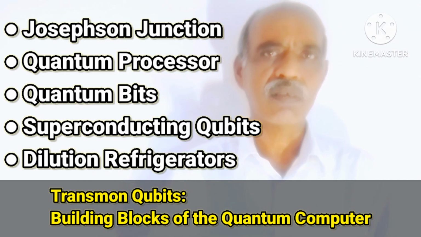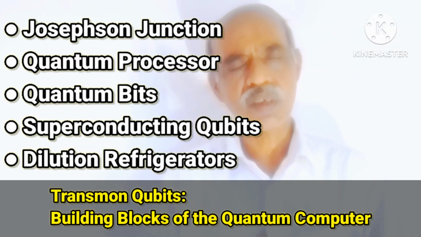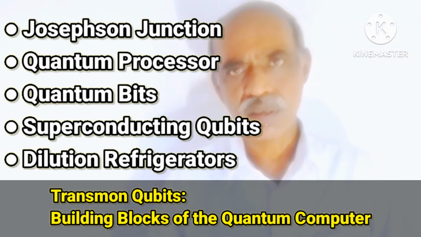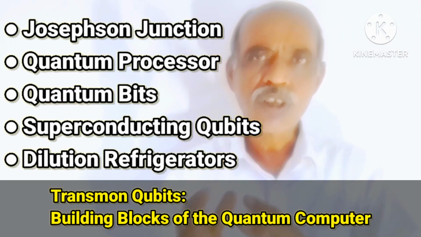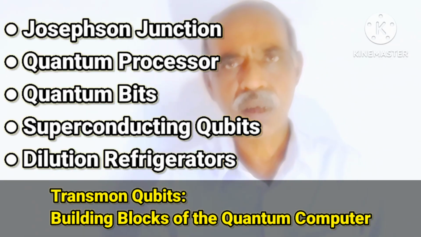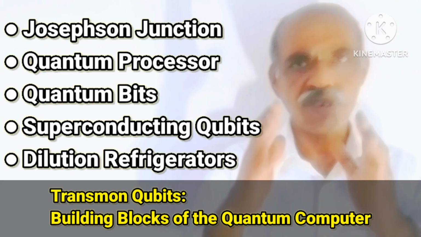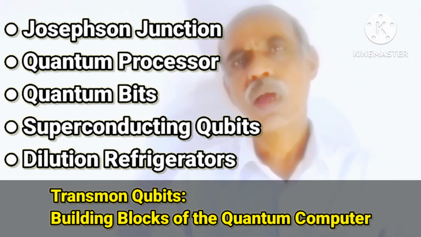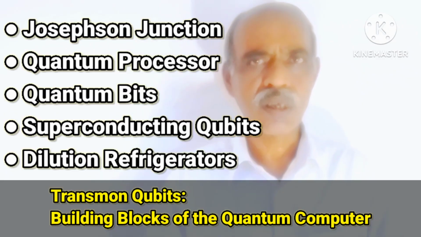Today's topic of discussion is Transmon Qubits. The Transmon, short for transmission line, is shunted plasma oscillation qubit. So big. Anyway, Transmon is the short form for this. Okay. So we are talking about actually Transmon Qubits.